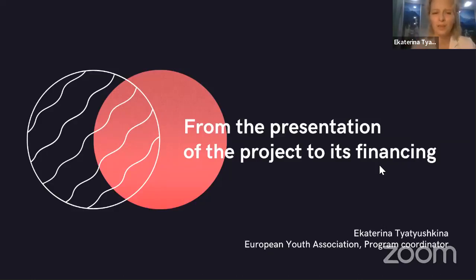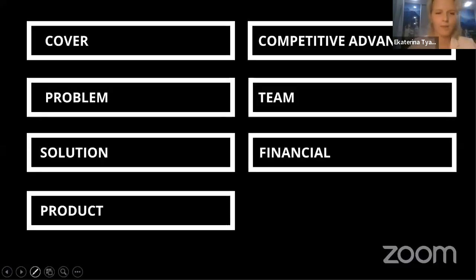Today we are talking about how many opportunities young people have to get money for a project. I have repeatedly presented projects at different levels. Today I will tell you about the main components that the presentation should consist of. I want to note right away that depending on the purpose of the presentation, new components will be added. Let's start with the slide structure. We have cover, problem slides, solution slides, product, competitive advantages, team, and financials.